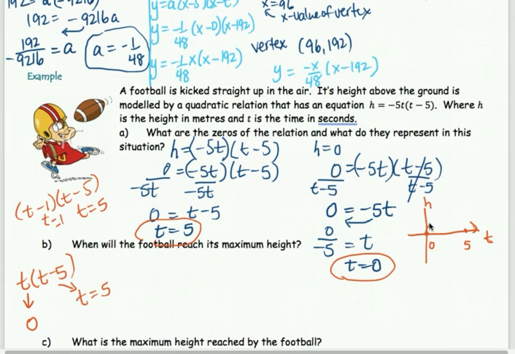Well, you kick the ball up, and then the ball comes back down. So these represent the time the ball was kicked and the time that the ball came back to the ground. You can just add those in here.